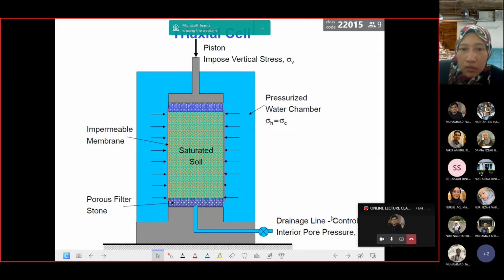So triaxial test ni adalah, if you remember back macam mana kita buat triaxial test ni, dia ada 3 kategori triaxial test, sama ada you buat UU, CU ataupun CD. Dia punya apparatus, arrangement of the apparatus lebih kurang macam ni. You ada membrane, you ada porous filter, kemudian you ada pressure water chamber, and then you ada some drainage line. Okay, kat mana sigma V, sigma H dia dah boleh nampak kat sini kan.